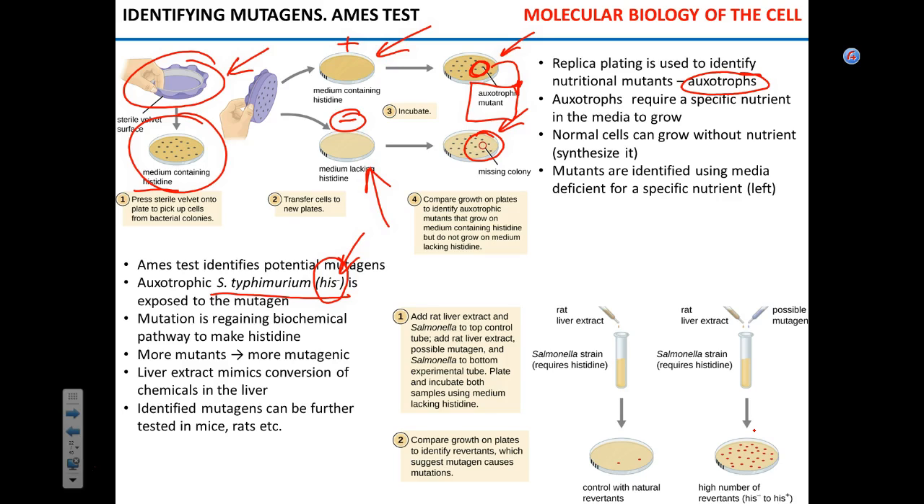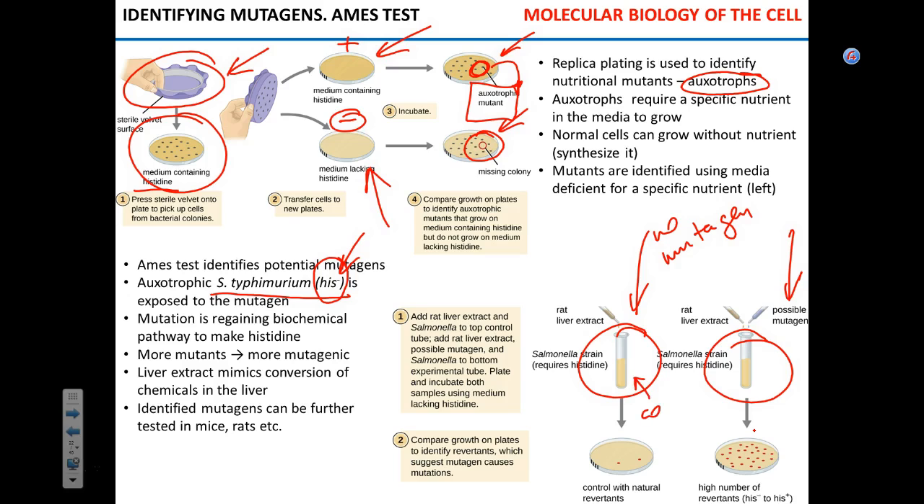And what we do, we take this strain of Salmonella and expose it to the mutagen. And then we have a control sample here, no mutagen. Does that make sense? And then we plate these cultures, unexposed, the control culture, to the left, and exposed, the experimental, to the right. We put them on the medium without histidine. Does that make sense?